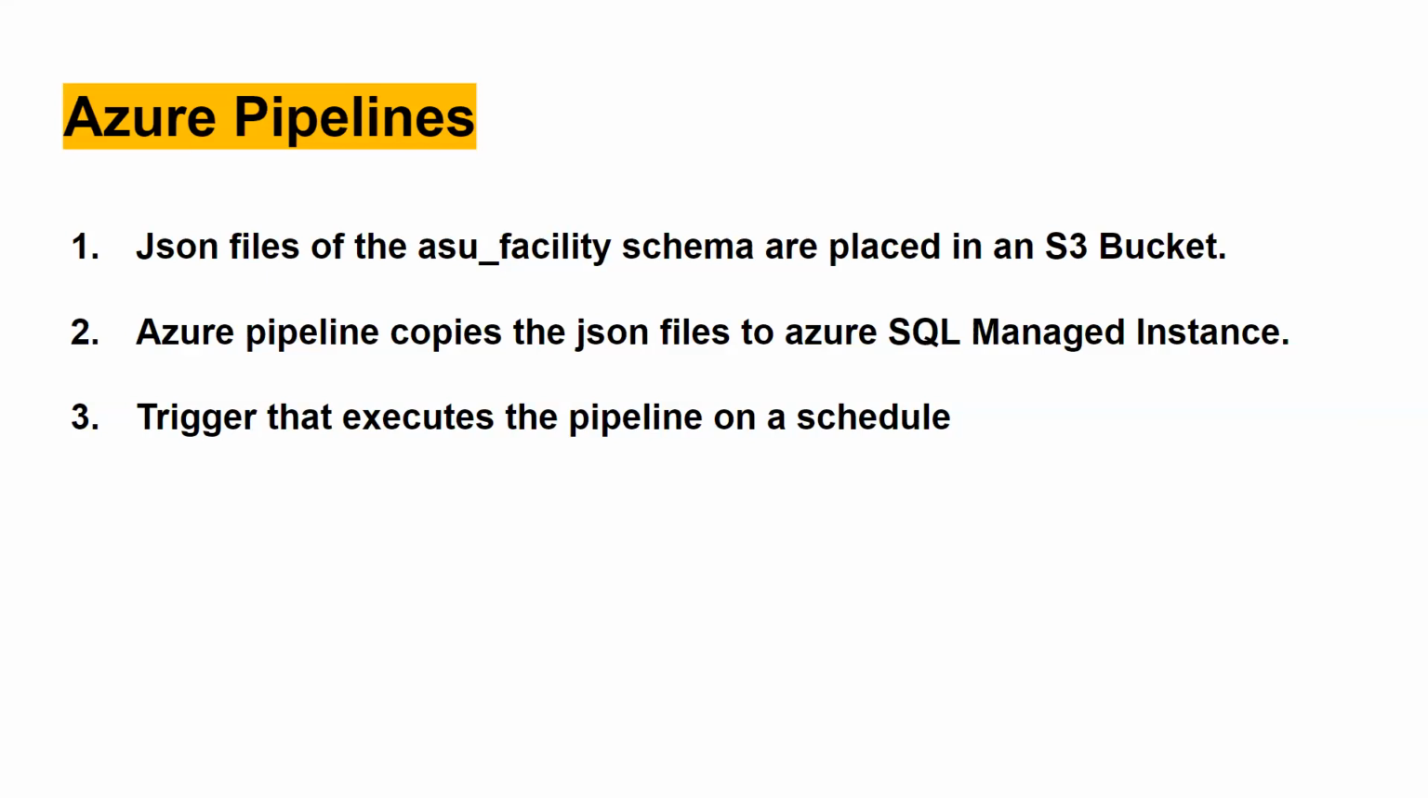The Azure pipeline works very similarly to the SQL Server Integration Services, but it's different. ET provides the JSON files of the ASU facility schema to an S3 bucket. We then pull the files from the S3 bucket, and we load the data into our SQL Server managed instance in Azure. And we have a trigger that runs on a schedule that executes this pipeline.